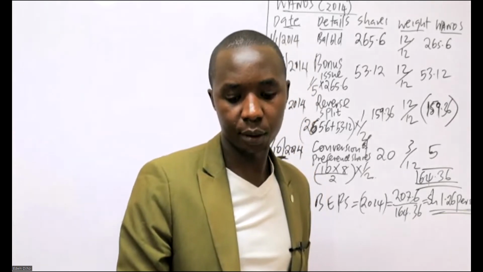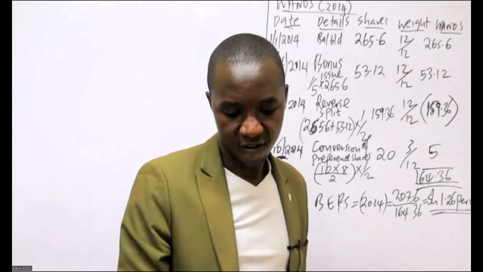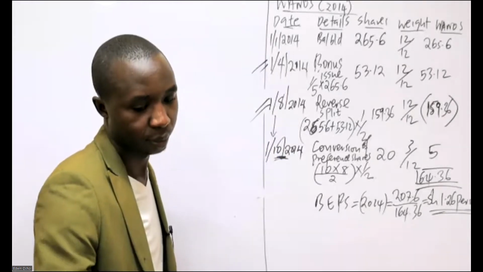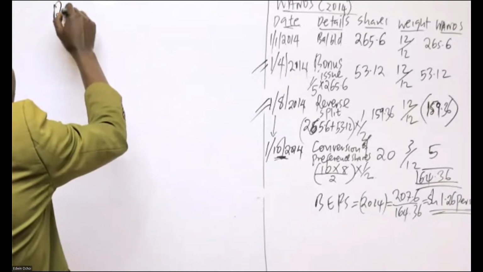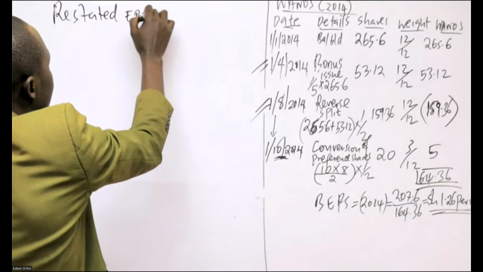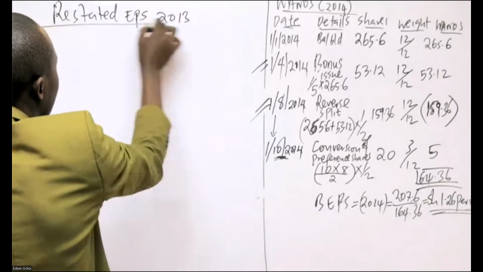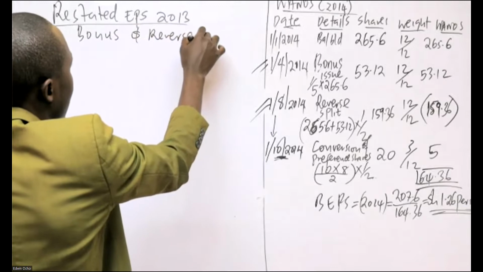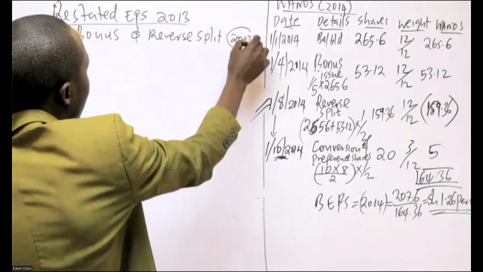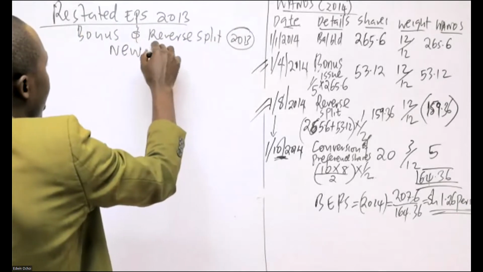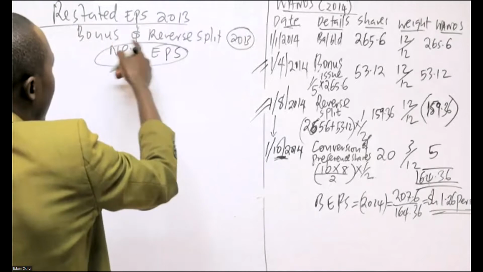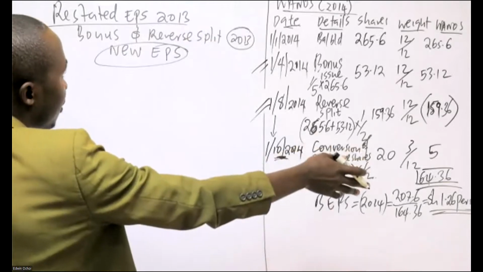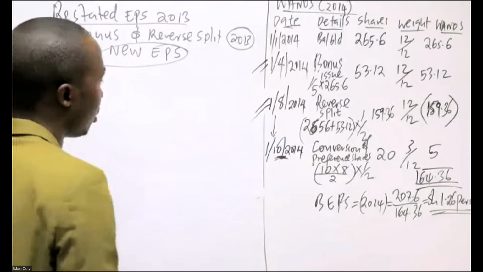Why? Why do you do restated EPS? So restated EPS 2013. We would have to incorporate the aspect of bonus and the reverse split in 2013. And once we do the new EPS based on these two being in 2013, we get our relevant EPS, then we compare with that of 2014. Then we conclude about the performance.